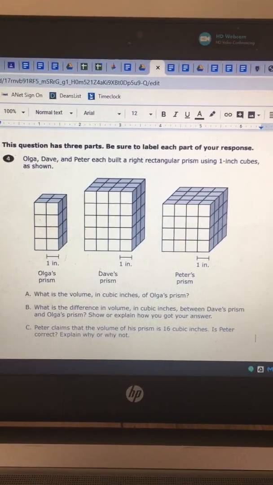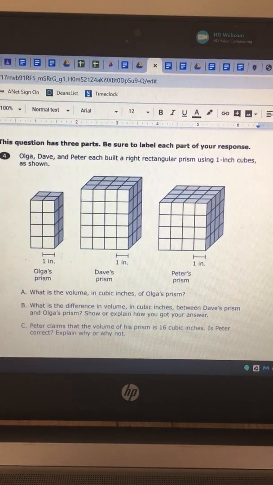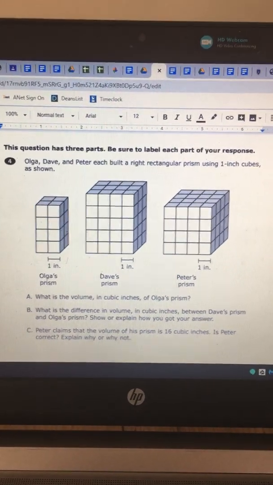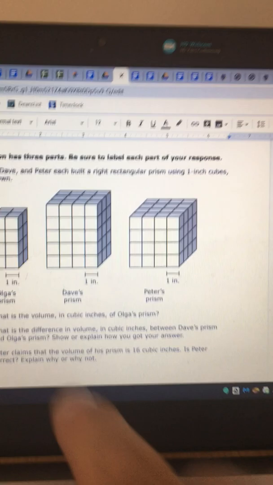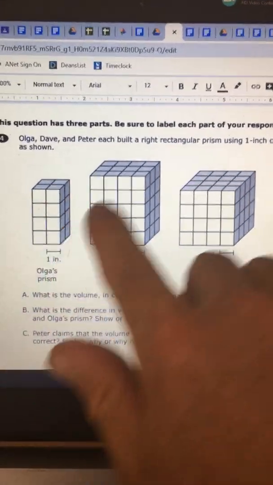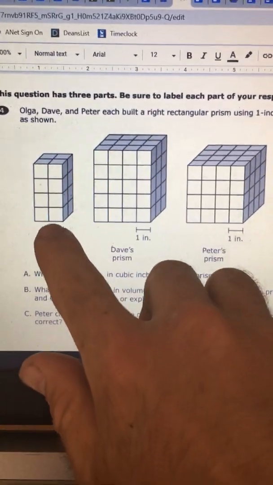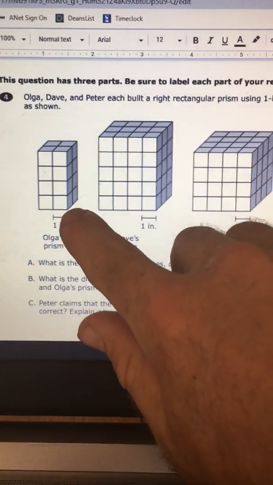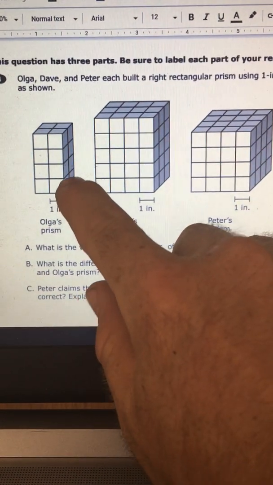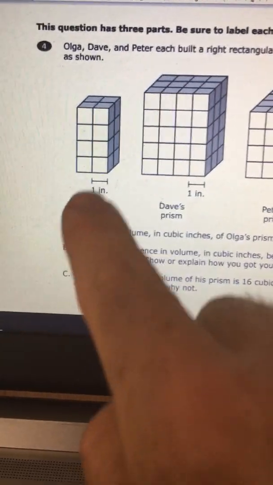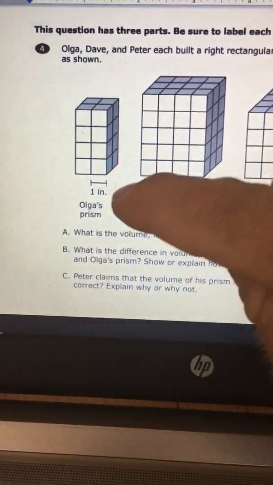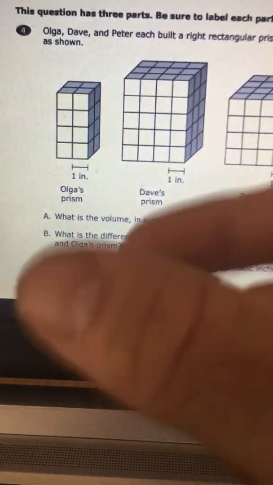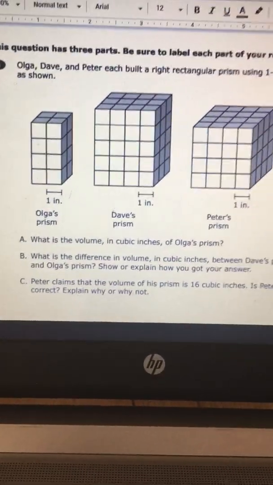Olga, Dave, and Peter each built a right rectangular prism using 1-inch cubes as shown. So notice that every cube in all of these rectangular prisms is 1 inch. So the dimension of all of them is 1 inch. It's 1 inch this way, 1 inch this way, and 1 inch that way, right? The length, the width, and the height of each cube is 1 inch in each direction. Okay?